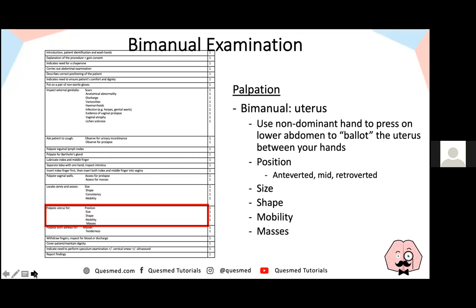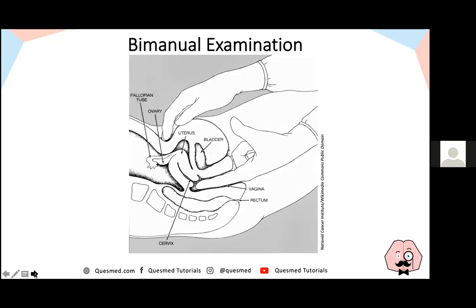And while you're bobbing, you're assessing for mobility. So can you move the cervix freely? Is the uterus free in the abdomen? And if you feel like you can't really move anything, you would describe that uterus as fixed. And that might be a sign of adhesions or malignancy. And obviously during all of this, we are feeling for masses.